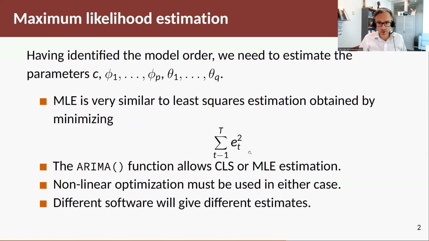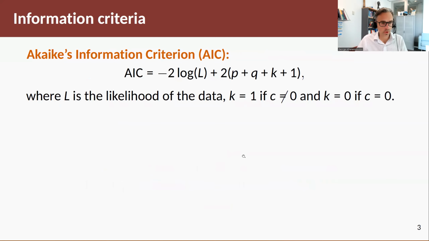Now the question becomes: we know how to estimate a model with some order p, d, q. If I have several of these models, how do I choose between them? Well, we're going to revert back to the model selection criteria that we used for the ETS models as well, the usual criteria. So AIC is the Akaike information criterion, defined as -2 times the log likelihood plus a penalty term, 2 times the number of parameters in the model.